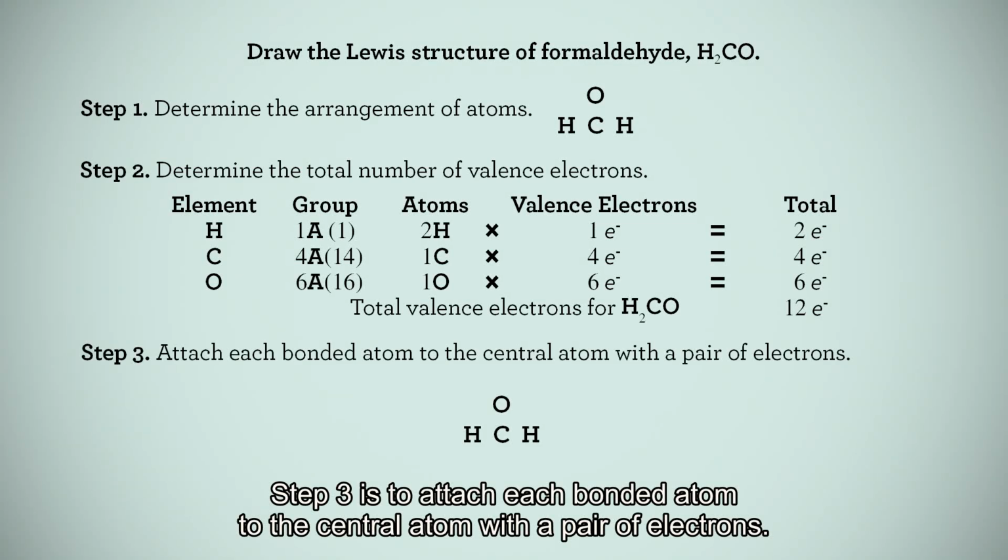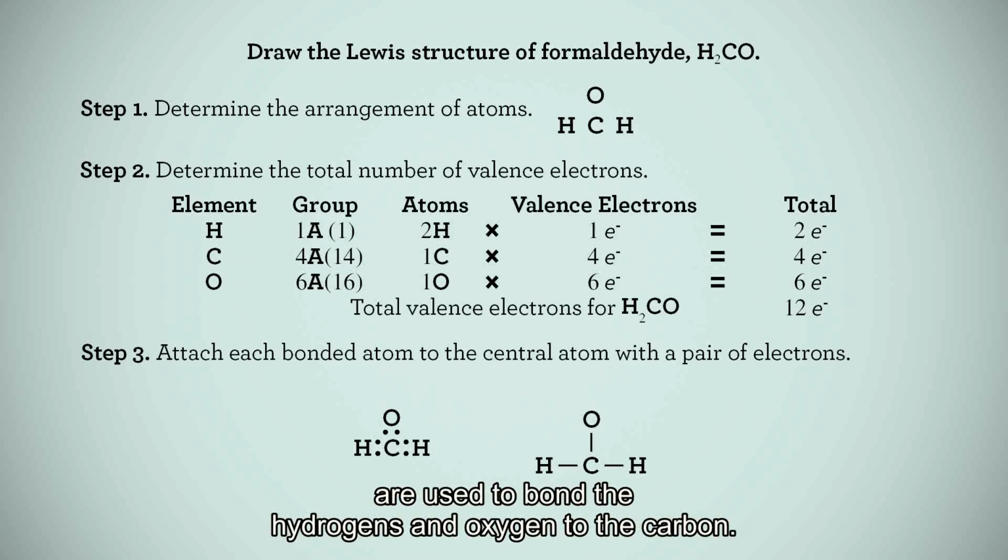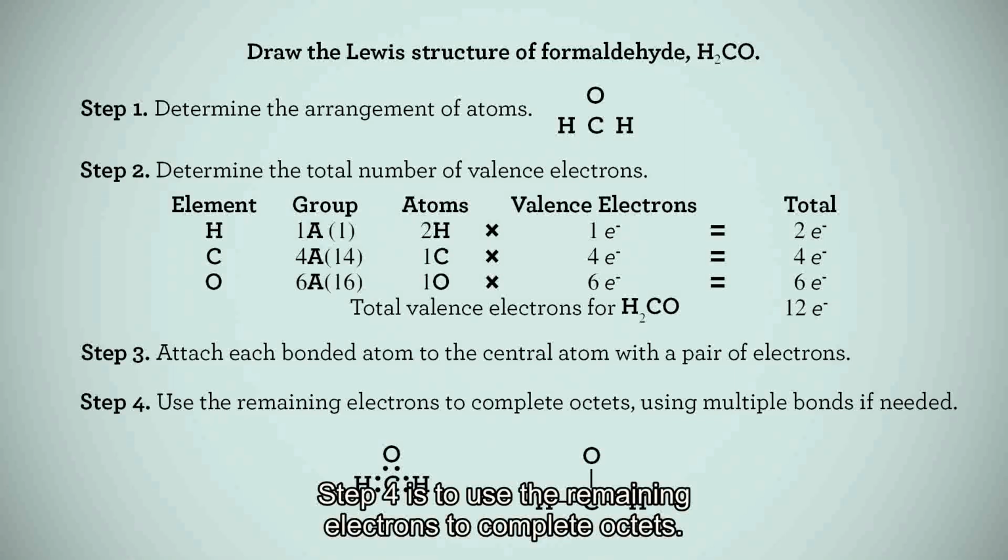Step 3 is to attach each bonded atom to the central atom with a pair of electrons. A total of 3 bonding pairs of electrons, or 6 total electrons, are used to bond the hydrogens and oxygen to the carbon. Step 4 is to use the remaining electrons to complete octets.